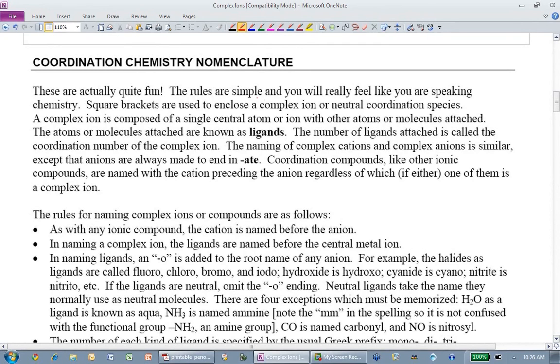So the rules are really simple, and you're going to like that, and you're going to feel like you're speaking chemistry. You're going to sound all smart and educated. You can impress your slacker friends with this newfound knowledge.